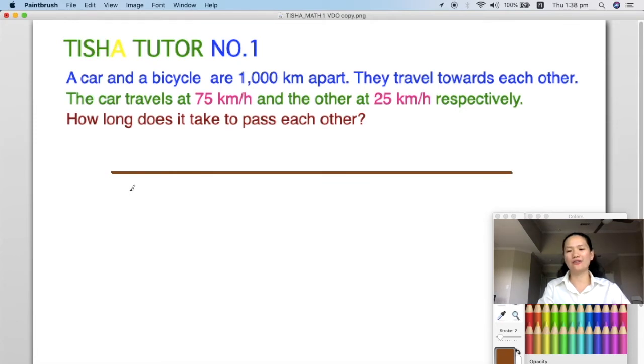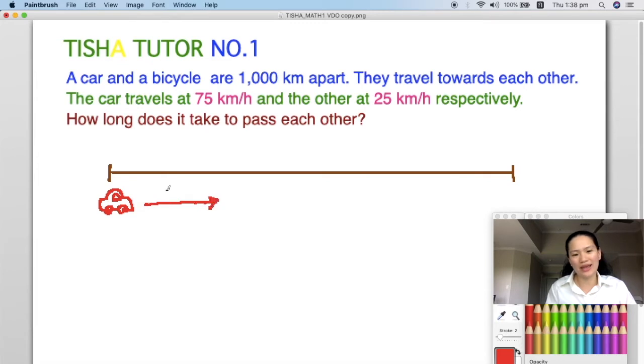Well, I know this one. Start from the car, and this one could be started from the bicycle. I write out the car first. The car here travels this way at 75 kilometers per hour.